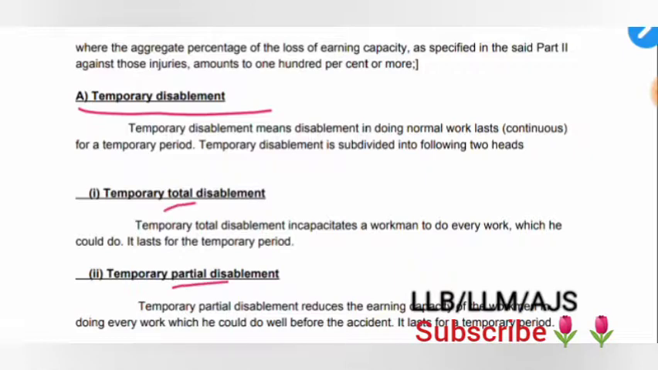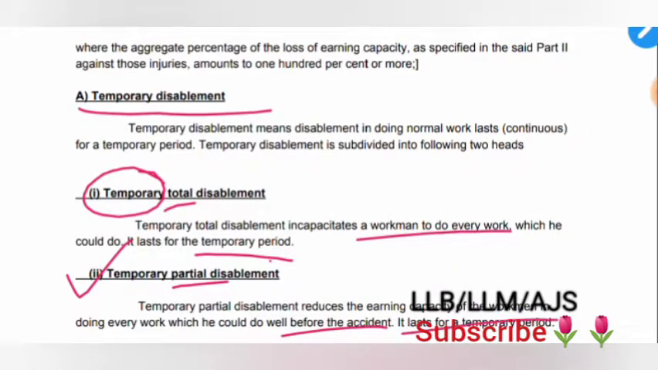Temporary total disablement incapacitates a workman to do every work which he could do. It lasts for a temporary period, of course temporary, not permanent, but it incapacitates a workman to do every work. Then comes temporary partial disablement. It reduces the earning capacity of the workman in doing every work which he could do well before the accident. It lasts for a temporary period only, partially disables him only.